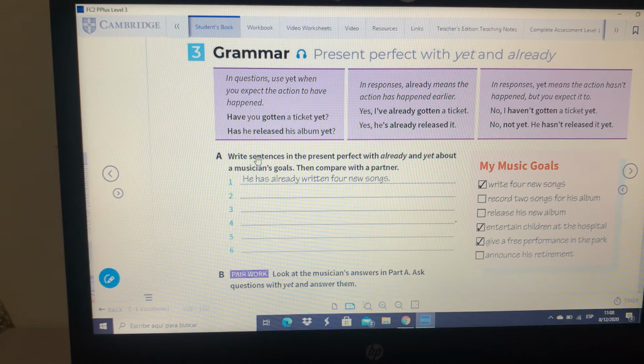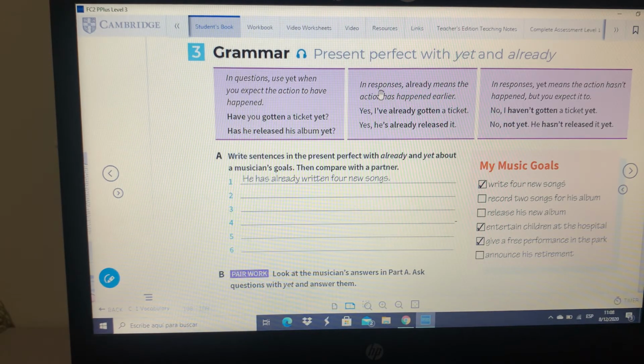Nosotros usamos el pasado simple. ¿Ya compraste los tiquetes? ¿Ya lanzó el álbum ese artista? Pero en España, por ejemplo, ellos sí lo usan. Ya has comprado los tiquetes, ya has lanzado el álbum. En inglés también se usa y esta es la forma de expresarlo. Ese ya, que sería yet, va al final de la pregunta, en este caso, cuando usamos yet. Entonces, ¿qué es importante en este primer chart? Que el yet va al final en la pregunta.